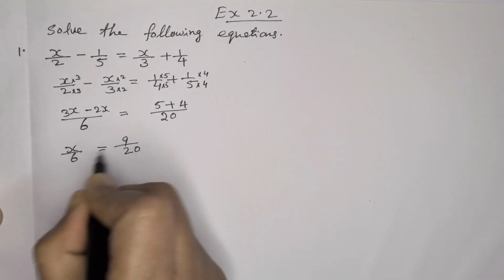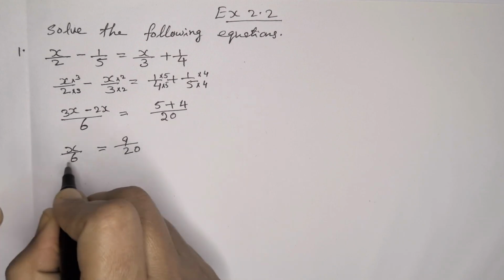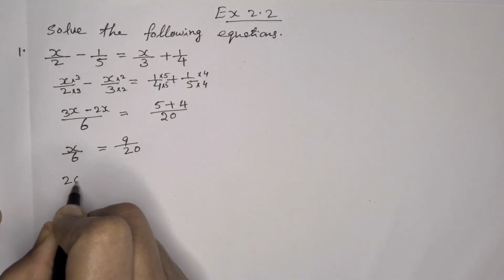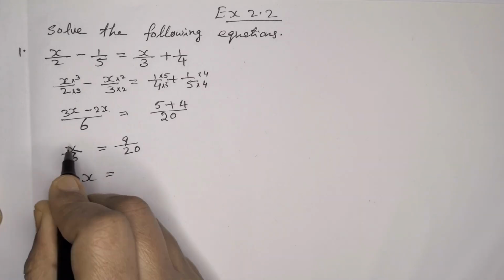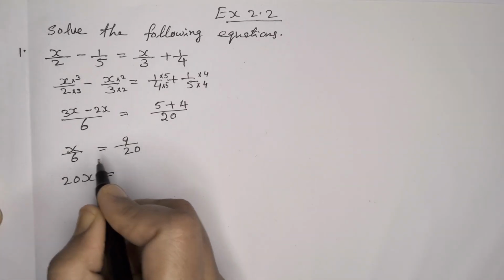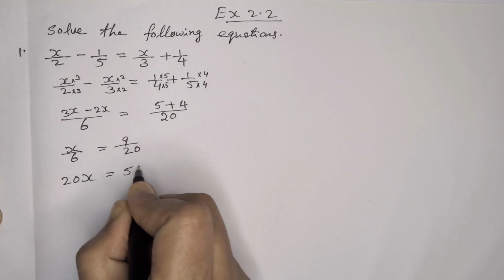This we can cross multiply. When you are cross multiplying, 20 into x, that means 20x is equal to 6 into 9, 54.